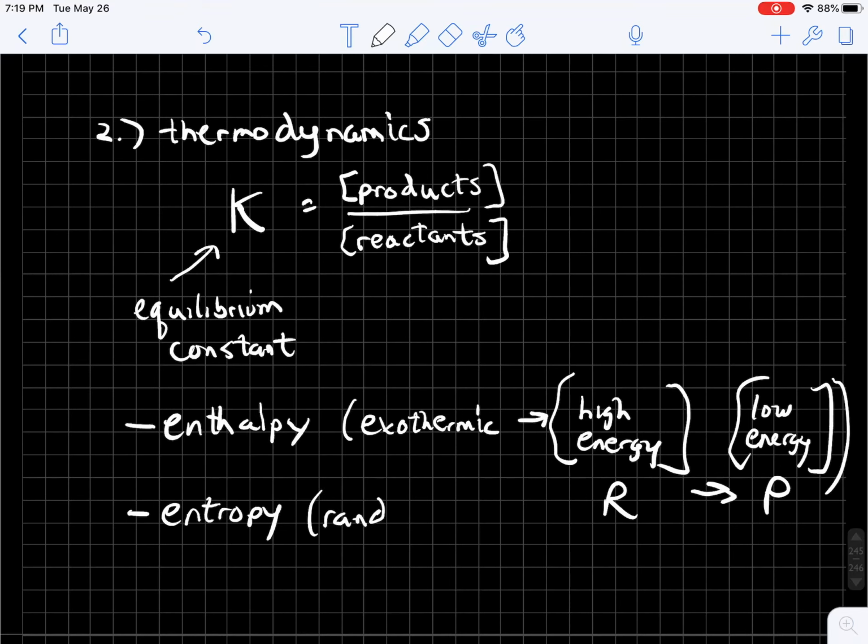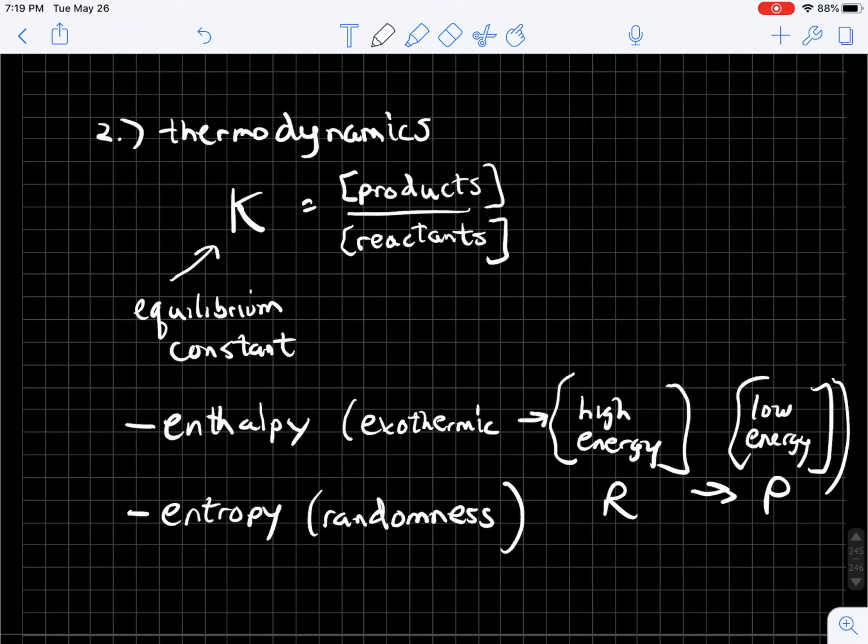Entropy is the amount of randomness, and it can be things like particle motion. Gases have more entropy than liquids, which have more entropy than solids. Things that are entropically favorable tend to produce more randomness. I mean, there's a lot of exceptions to that. Crystals, for instance, are very ordered in structure, but yet very thermodynamically stable.